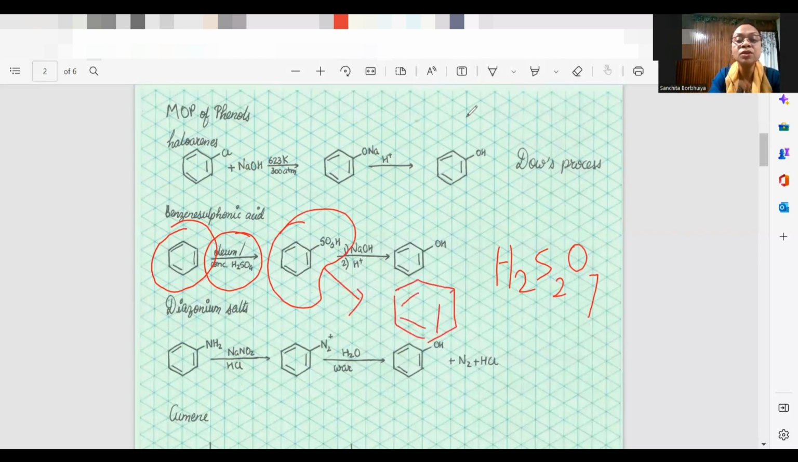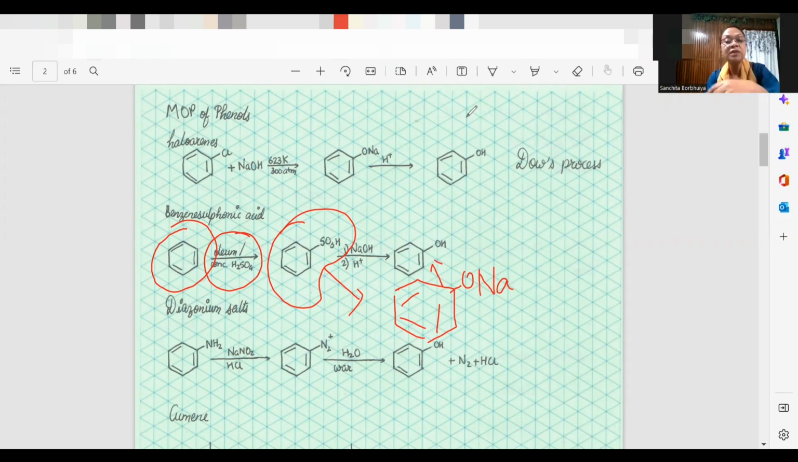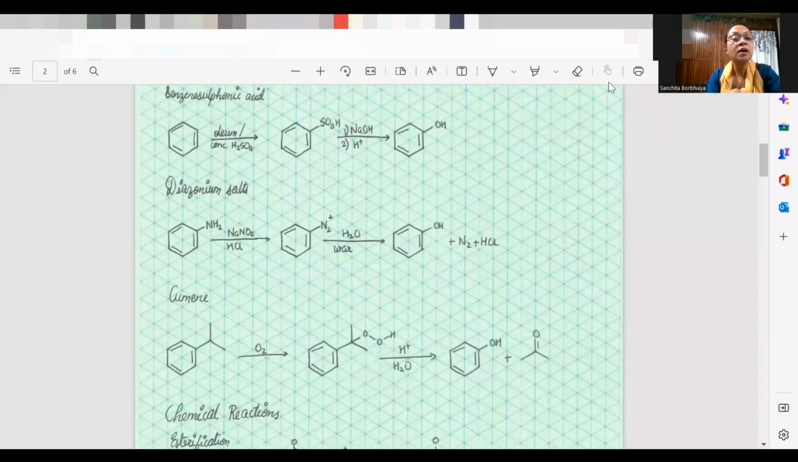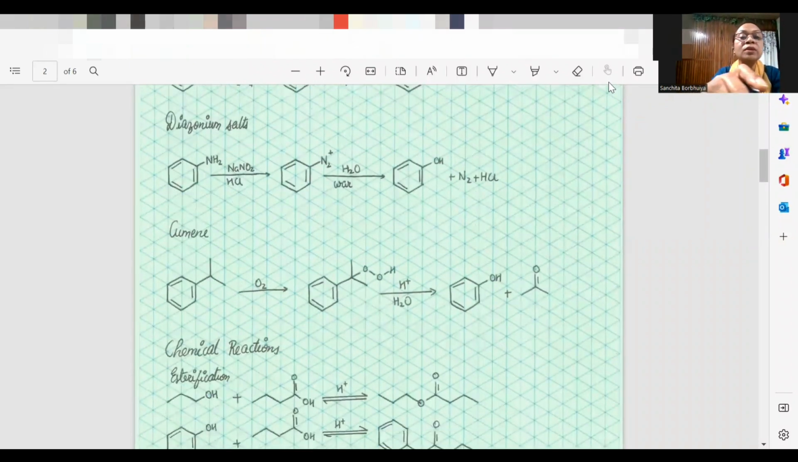Why? Because you have SO3H, which is a good leaving group. And then you acidify it. Once you acidify it, you get phenol. All right, so this is how it goes. If you want, you can split it up into one more step, sodium phenoxide and then phenol. So here goes the method of preparation of phenol from benzene. We can also prepare phenol from a diazonium salt.